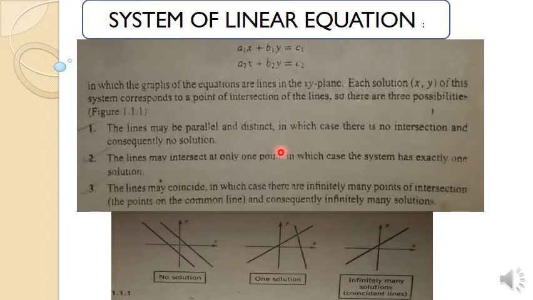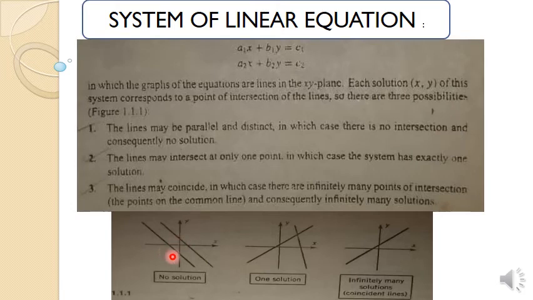Students, before starting question numbers 3, 4, 5 and 6, you have to know some theory related to the system of linear equations. For example, here we consider a system of linear equations of two variables. Basically, a system of linear equations has three types of solution. The possibilities are: the lines may be parallel and distinct, in which case there is no intersection, and consequently no solution. Students, here is a graphical look.